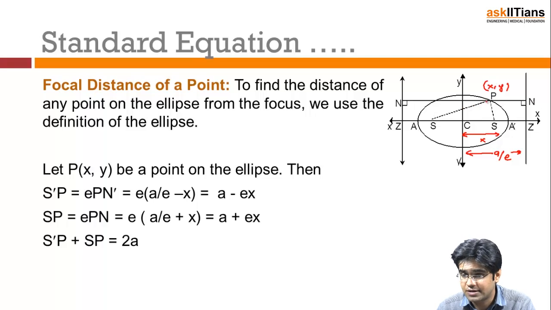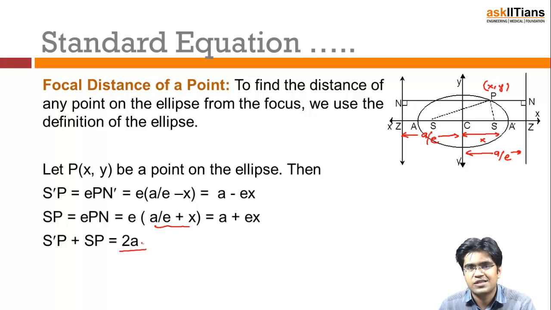Similarly, we can do this on the other side. PS is going to be equal to e times Pn. Again, your x is here and this distance is again a by e. So our Pn will be x plus a by e, and again e is on the outside because it's e times Pn, so that will be a plus ex. If you join these two focal distances, S dash P and SP, the distances of the point from the focus, you will see that this sum is always constant and equal to the length of the major axis, that is 2a.